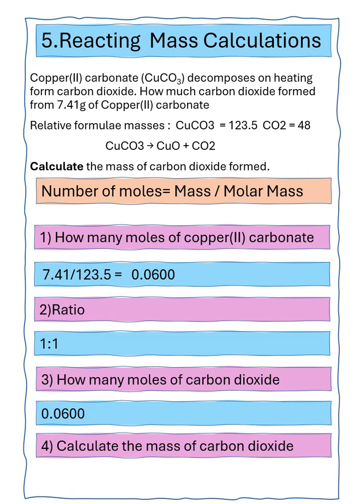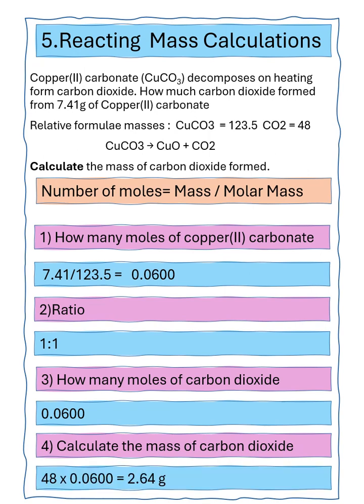We can then calculate the mass of carbon dioxide again by using this equation, number of moles equals mass divided by molar mass. So to calculate the mass of carbon dioxide, it's the relative formula mass, which is 48, times by the number of moles, which we've got as 0.06. So we're going to make 2.64 grams of carbon dioxide.